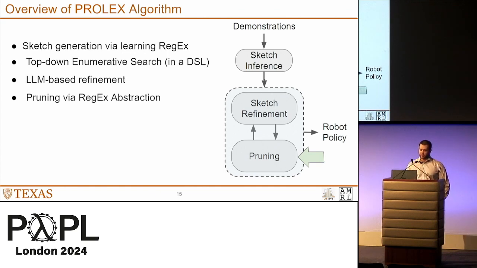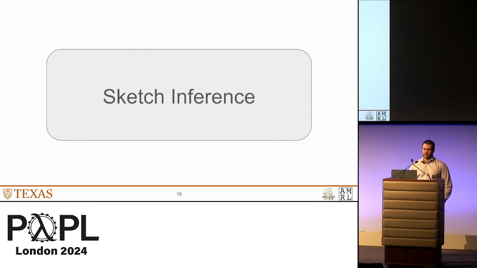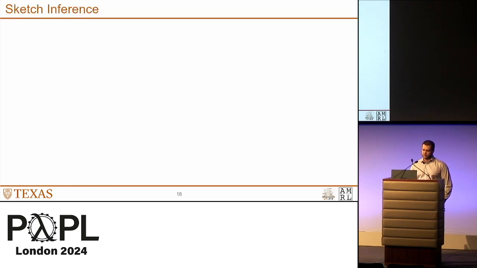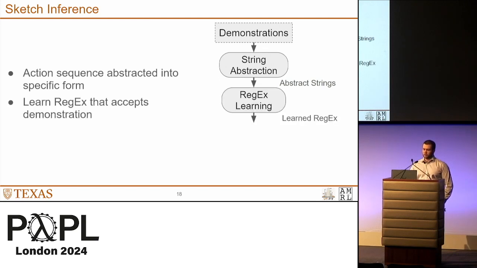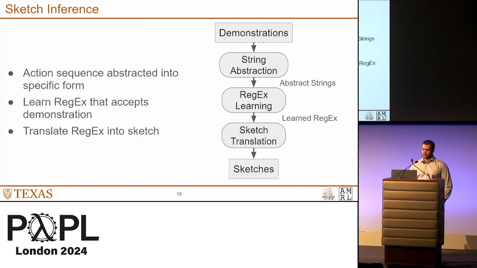I'll now break down the components of PROLEX and start by discussing our sketch inference engine. We made the observation that this could be reduced to a problem of learning regular expressions from positive string samples. This learning problem is very well studied in the literature and has many off-the-shelf implementations. The steps of our inference are as follows. Given demonstrations, we abstract the sequence of actions into a specific string form. We then use an off-the-shelf regex learner to generate a regular expression that accepts these strings. And finally, we translate the learned regex into a program sketch.